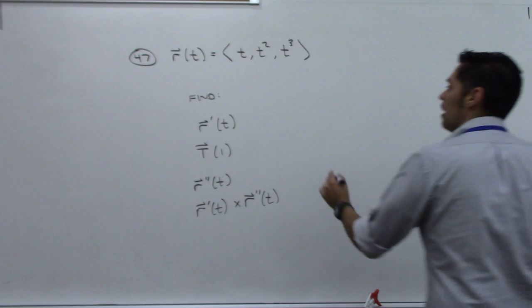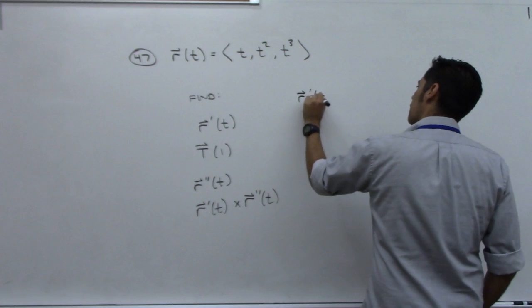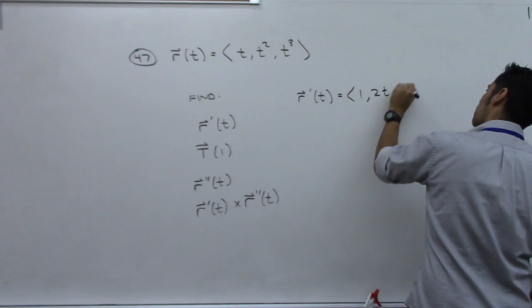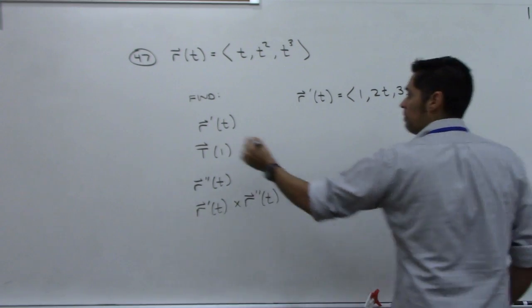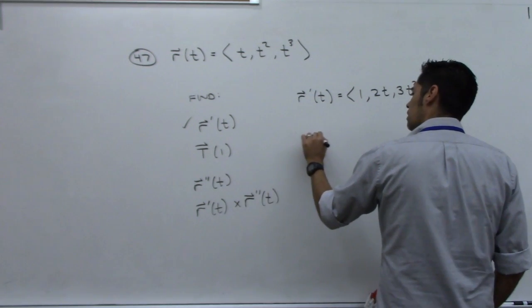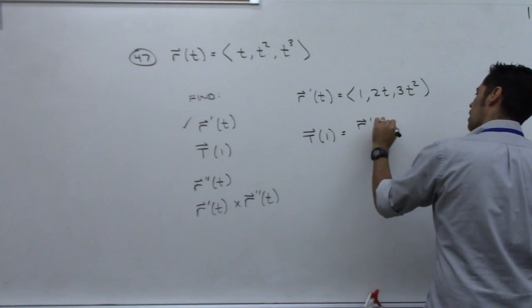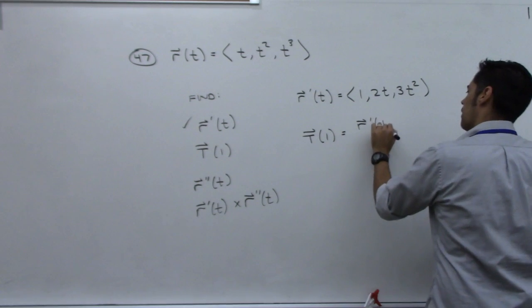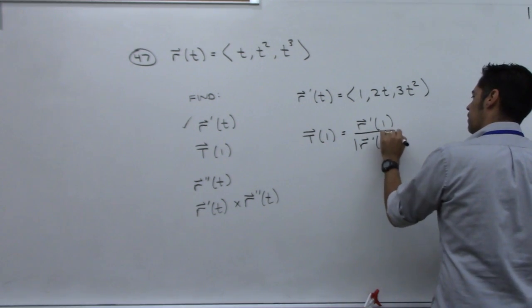So let's first find the derivative. 1, 2t, 3t squared. All right, that's done. All right, find the tangent vector at 1. This is the derivative at 1 over the magnitude of the derivative at 1.